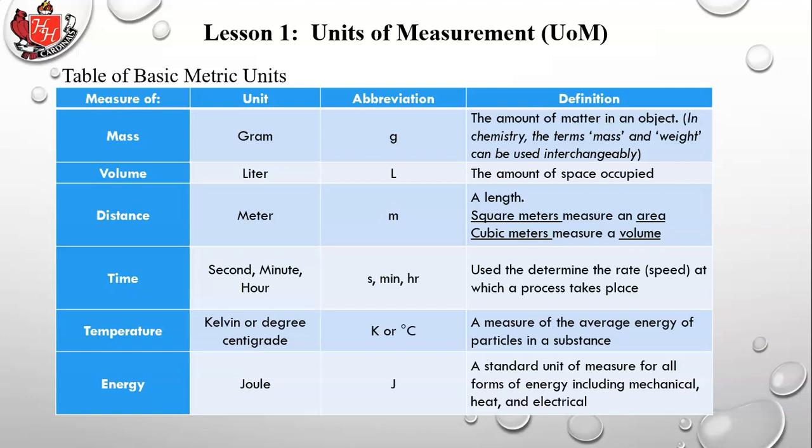We will pretty much never use English or imperial units like feet, yards, miles, inches. We won't use those in our class. But seconds, minutes, and hours are universal. Temperature can either be measured in degrees centigrade or kelvins. And joules is the standard unit of measure for all forms of energy. That would include mechanical energy, when you throw a ball in the air, heat energy, electrical energy, light wave energy. We will talk about it in that context. So those are the base units of measure that we will be using in class.